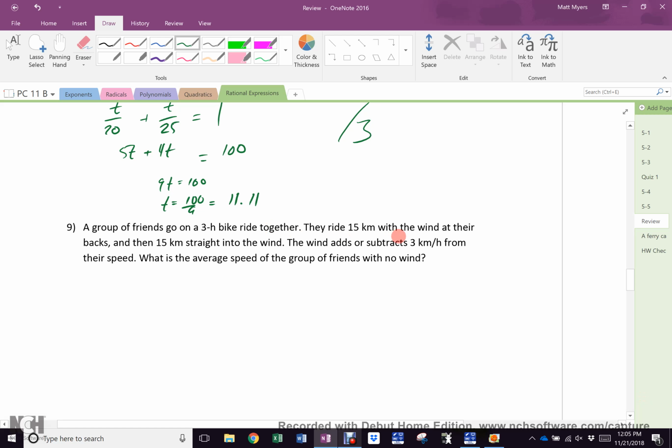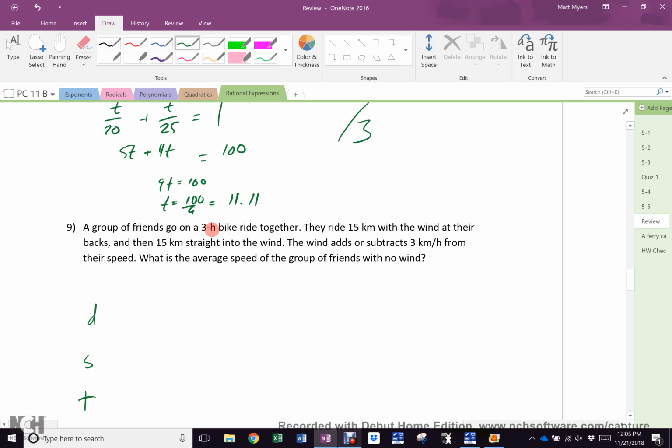Group of friends going on a 3-hour bike ride together. Oh, what's that? That's a time. They ride for 15 kilometers. Ooh, what's that? A distance. Ooh, kilometers per hour. What's that? Speed. So what kind of question is this? Distance, speed, time.